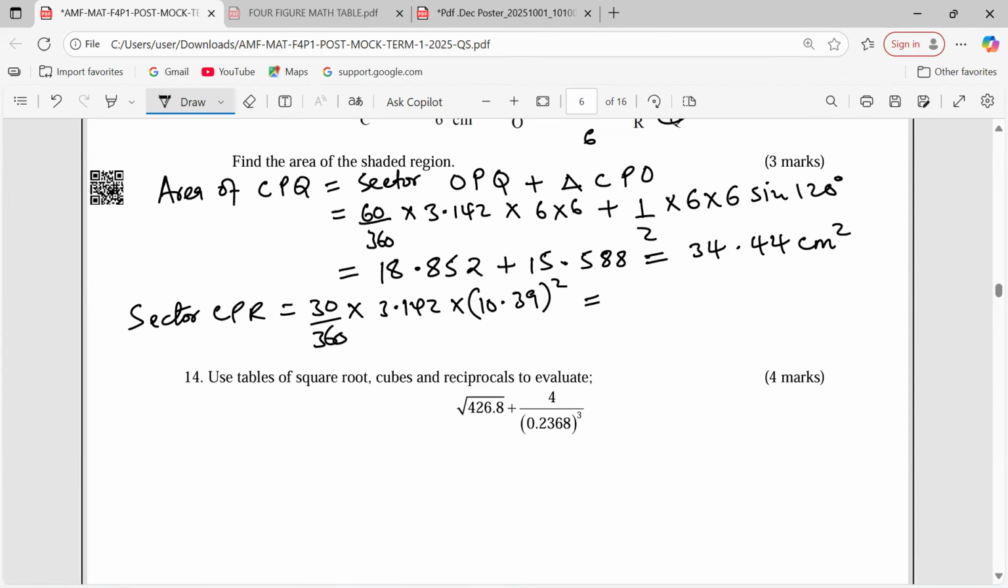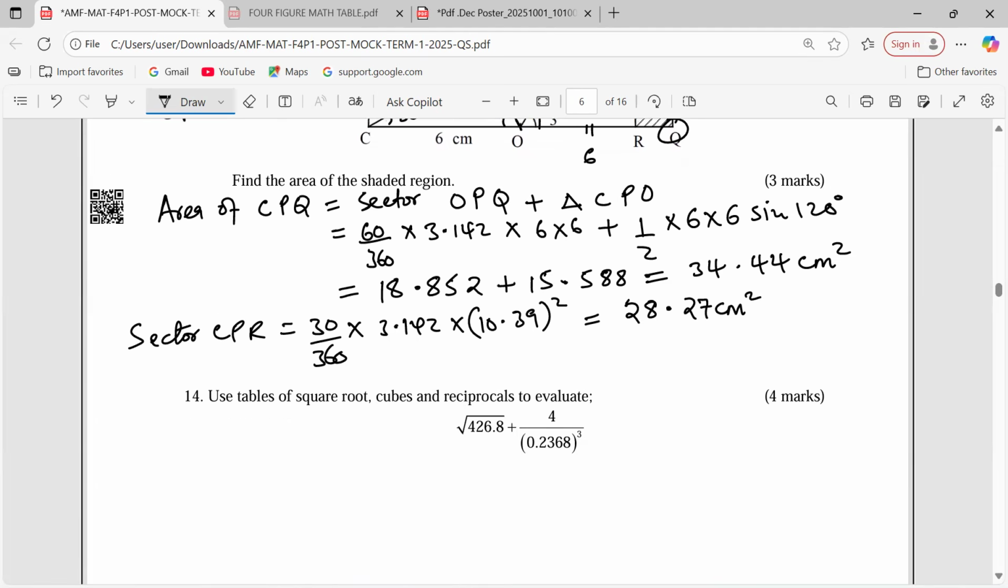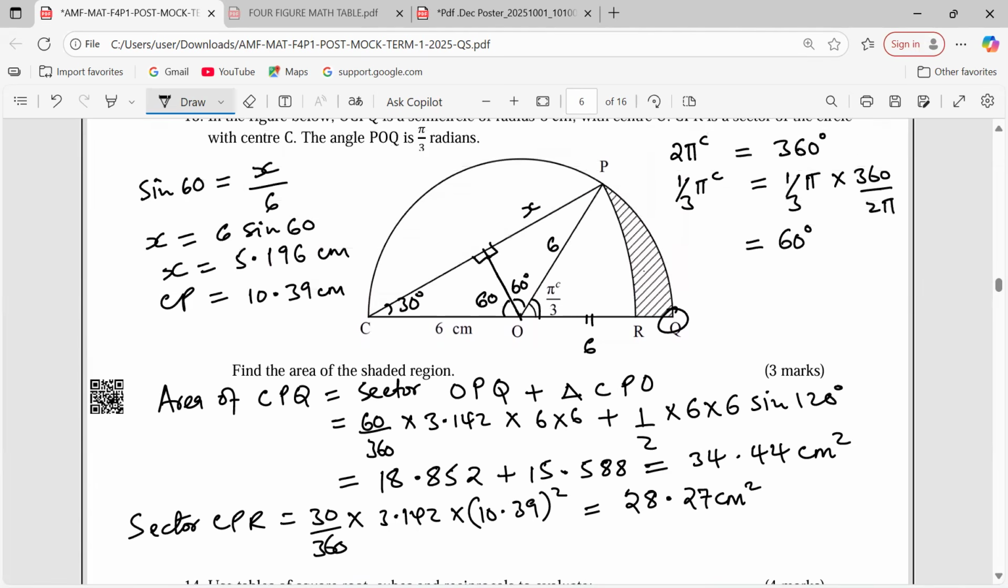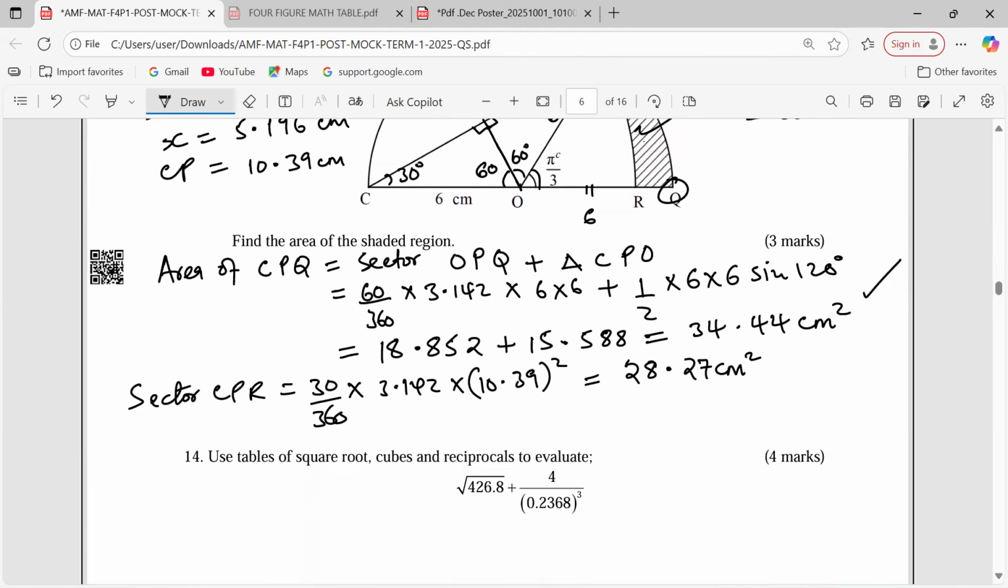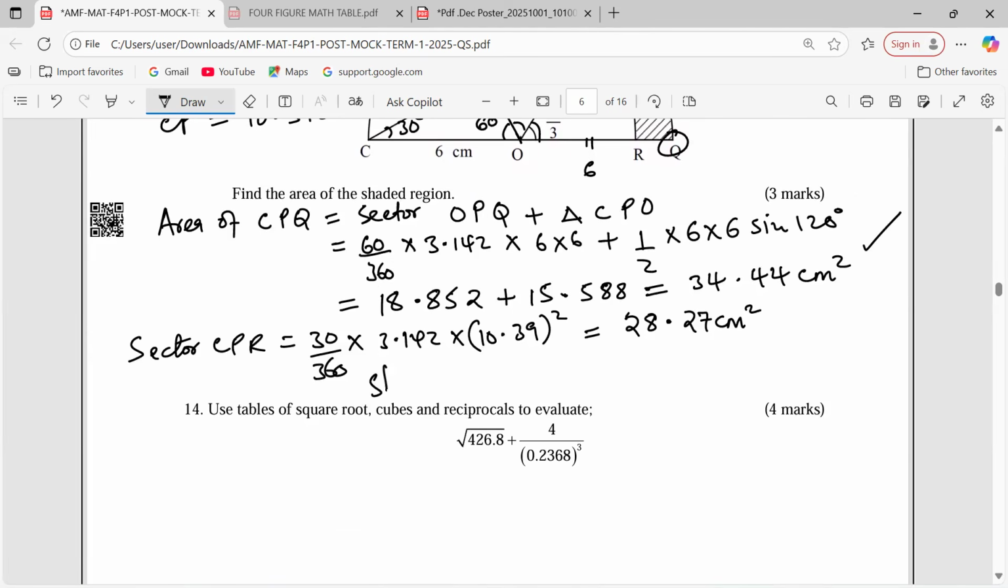This gives us 28.27 square centimeters. So we have the area of the region CPQ found here, and also the area of the sector CPR. When you subtract the two, we shall get this shaded region. So let's now subtract for us to get the shaded.